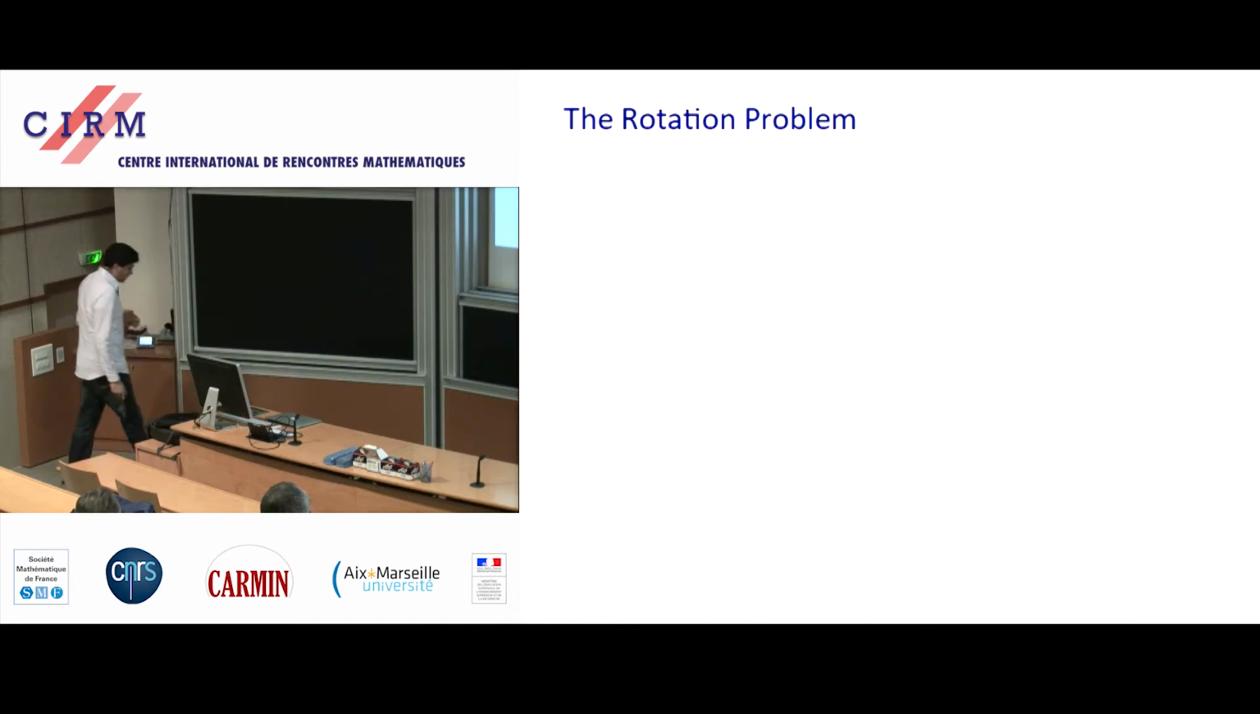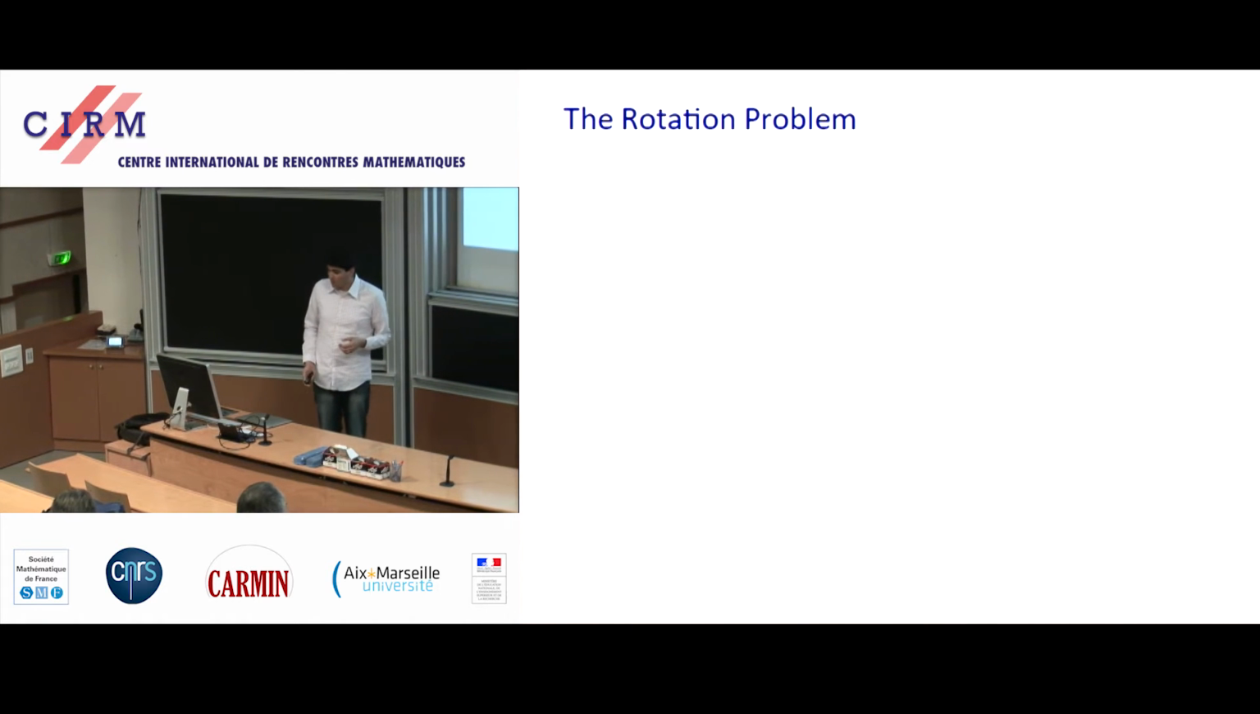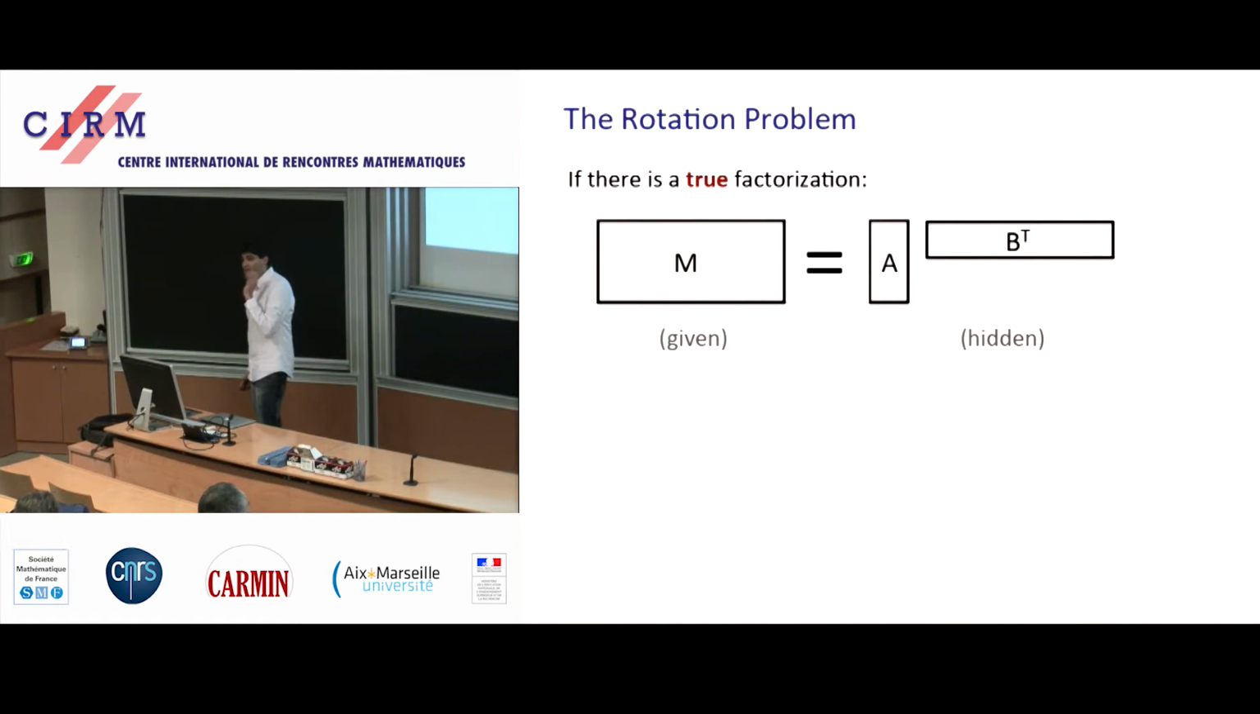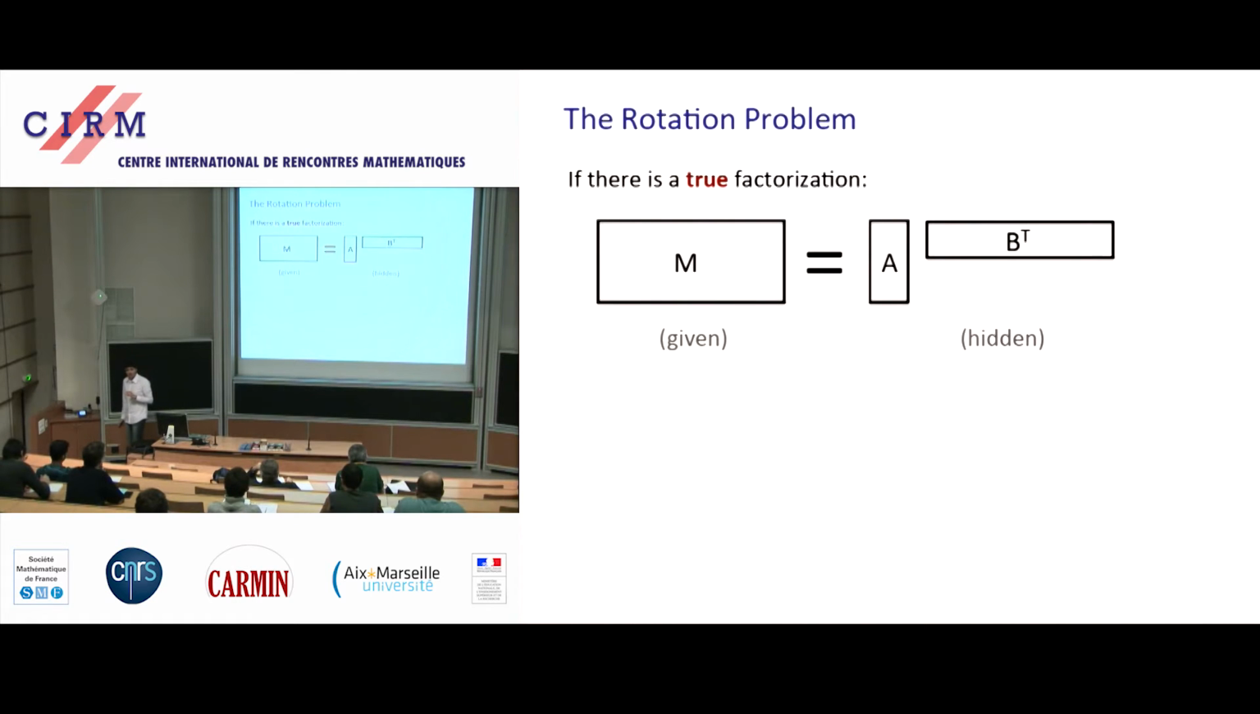So the subtlety underneath it, let me phrase it, is often called the rotation problem. The idea is that imagine there is some true factorization that really tests Spearman's hypothesis and validates it.